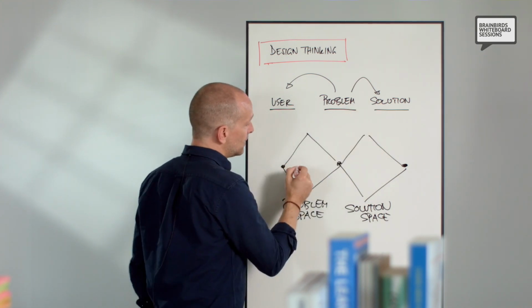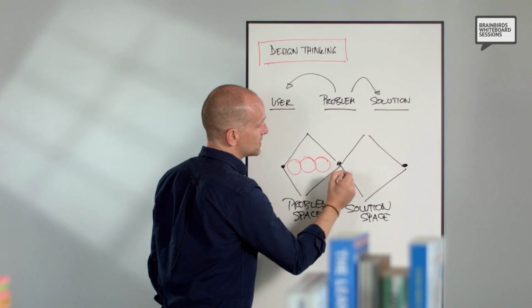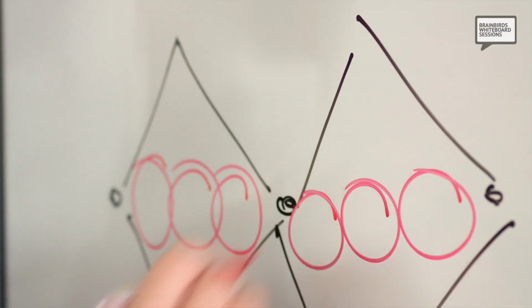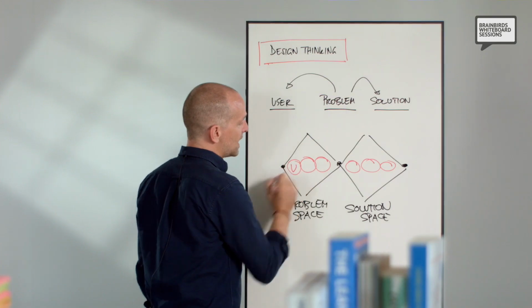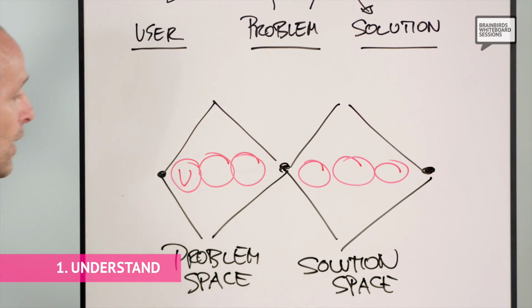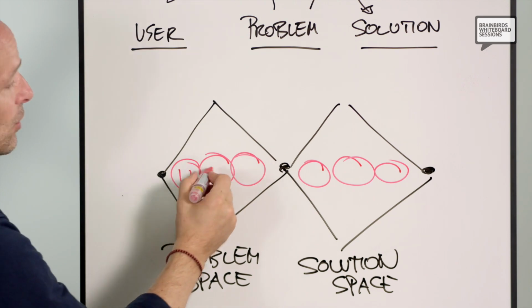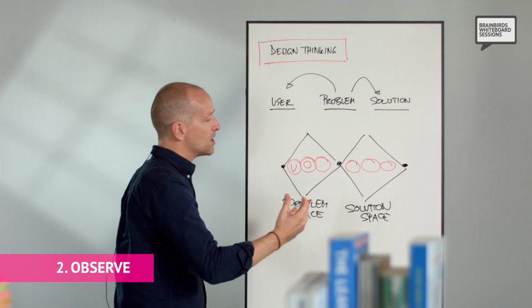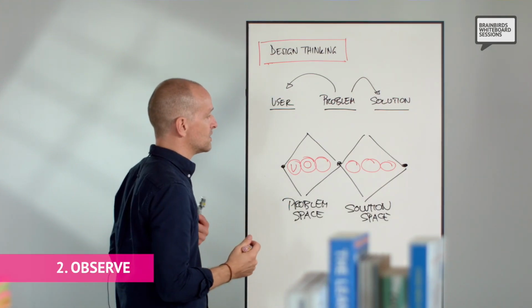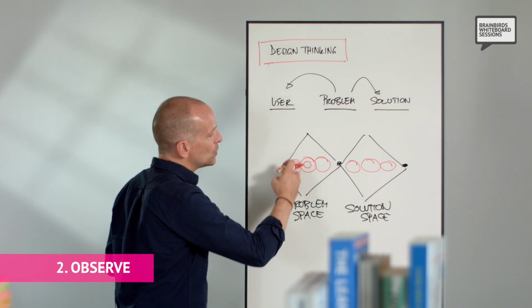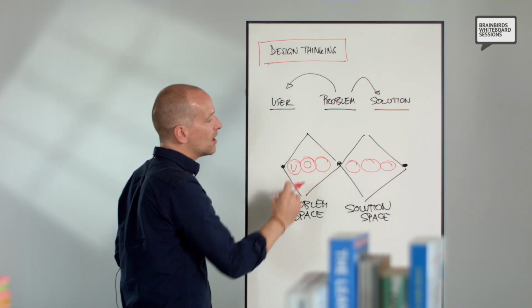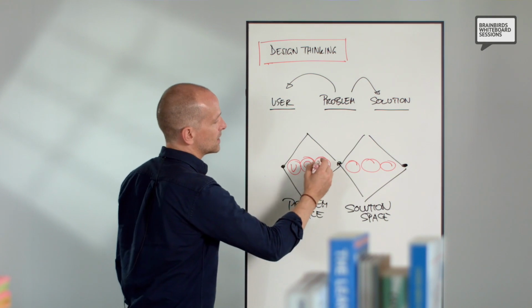But in detail, design thinking has 6 steps. 3 here and 3 here. We start with understanding who our users, who our stakeholders are. Second thing, we observe them. So we watch them interacting with our products and services. So once we have understood, we are digging deeper, seeing how they interact with our products.